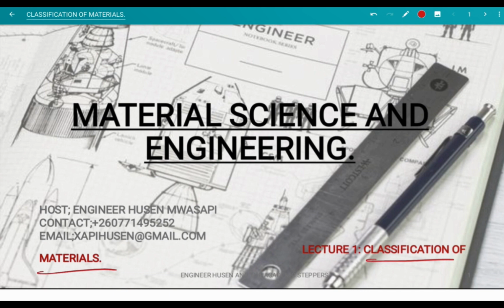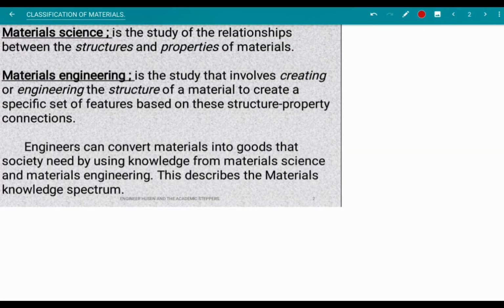So let's try and understand what I mean. When you look at material science, you're looking at the study of the relationship between structures and properties of materials. On the other hand, if you look at material engineering, you're looking at the study that involves creating, or to term it better, engineering the structure of a material to create a specific set of features that are based on the structure-property connections. So, as engineers, we can convert materials into goods that society needs by using the knowledge that we get from material science and material engineering.